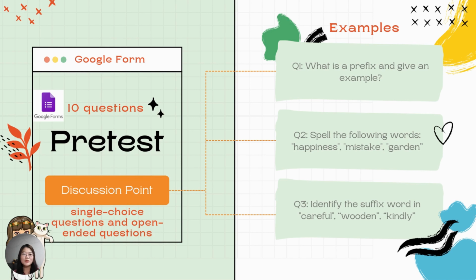So I'll use Google Form to collect 10 questions. And here are my examples. For example, what's a prefix, and give me an example. Or spell the following words: happiness, mistake, garden. Or identify the suffix word in careful, wooden, kindly. So I think these are the important discussion points for my students in the pretest, so I'll give them some single choice questions and open-ended questions.